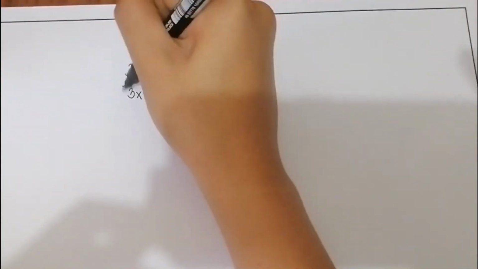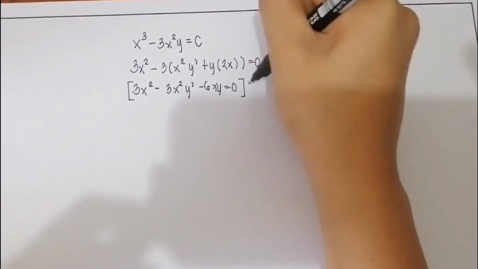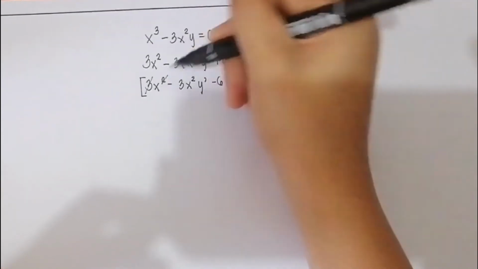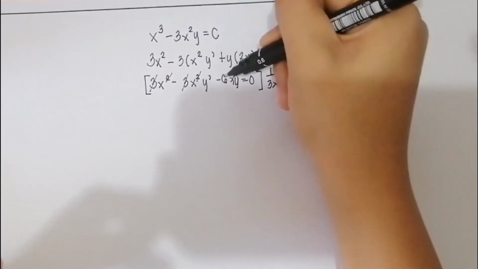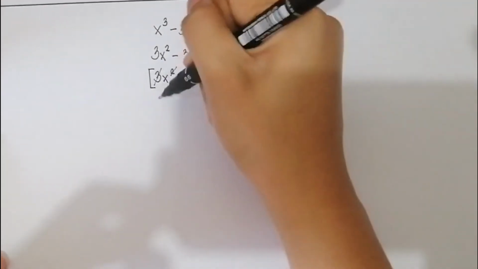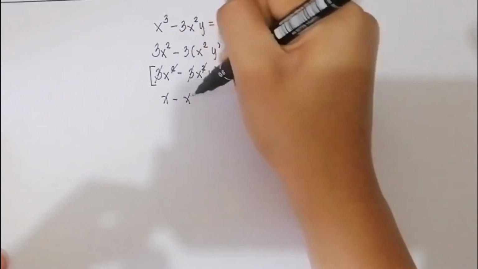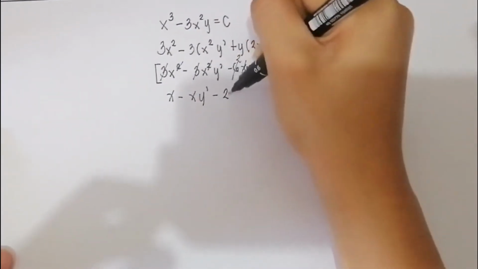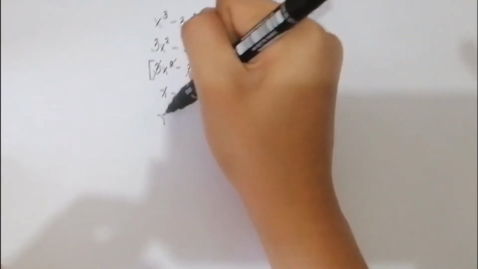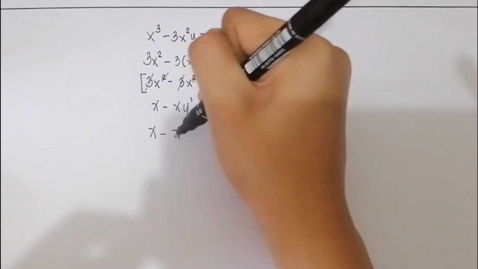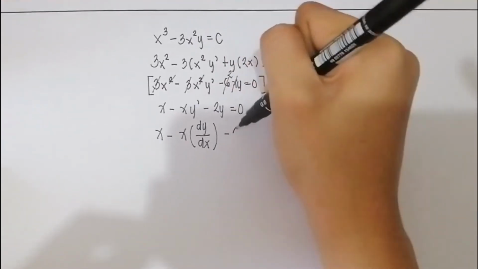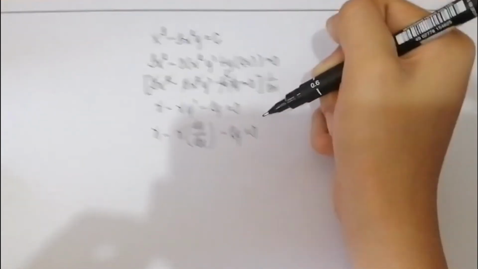With this, we can now simplify by dividing this by 1 over 3x. 3 will be cancelled, one term of x, 6 will become 2, and x will be cancelled. So the equation would be x minus xy prime minus 2y is equal to 0. Take note that y prime is equal to dy/dx in this case. So x minus x times dy/dx minus 2y is equal to 0.